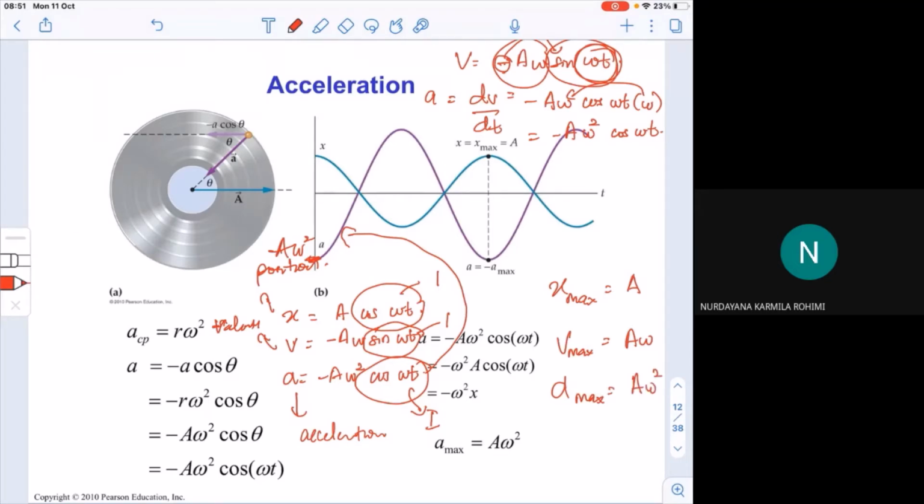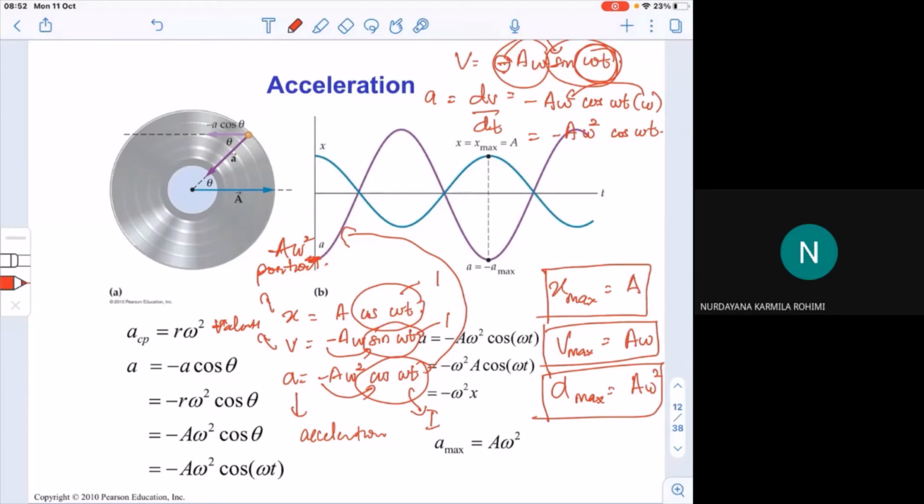As I said, the negative belongs to the sign. For example, in this part the negative belongs to the sine, and the negative for this part belongs to the negative cos. So that's why we can get the maximum displacement is amplitude, the maximum speed is A omega, and maximum acceleration is A omega square.